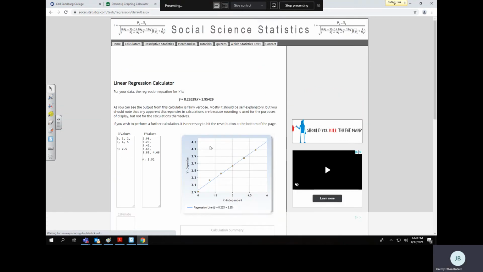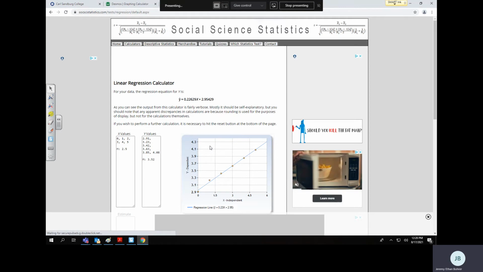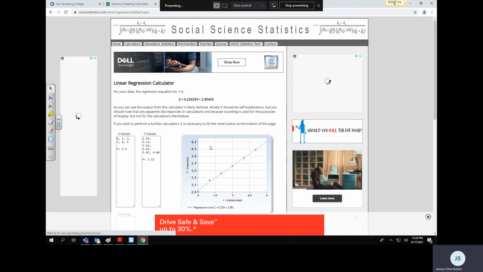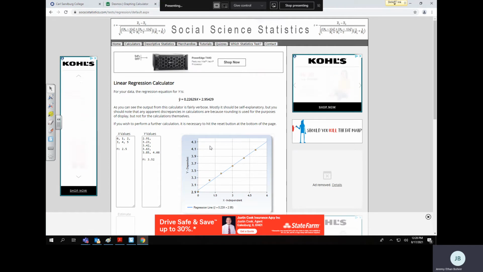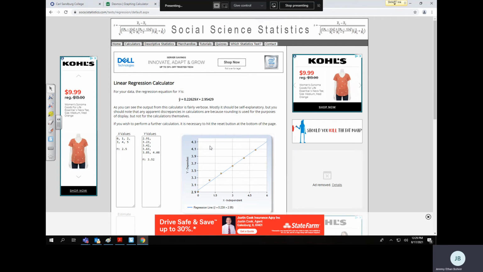There we go. Okay, so this tells us that our regression equation is y equals 0.22629x plus 2.95429. Of course, you will round to whatever decimal place the textbook or WebAssign tells you to round to, but this is the easy way of handling this stuff.